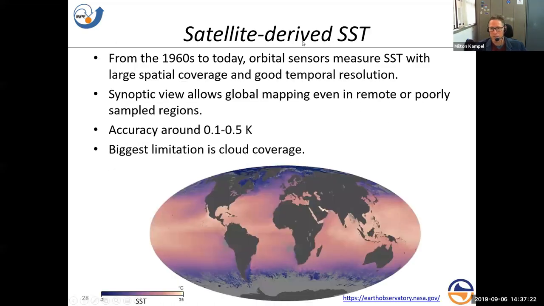Now, talking about satellite-derived sea surface temperature, this is a technique being used since the 60s, considering that orbital sensors can provide you a very large spatial coverage with a very good temporal resolution. You can get synoptic views for global mapping, even for remote or poorly sampled regions, such as the middle of the South Atlantic, for example. Accuracies vary from a few tenths of a degree, but the biggest limitation is cloud coverage, as well as for ocean color.